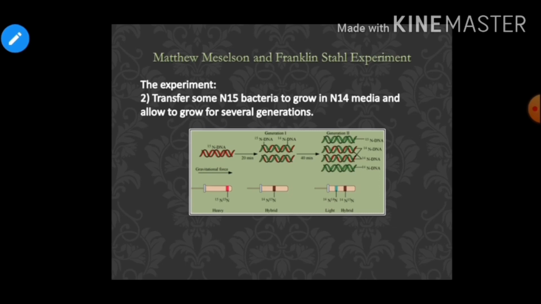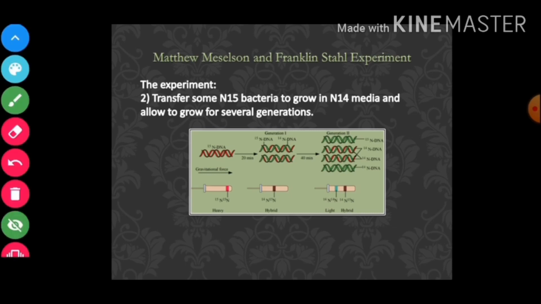What happened in generation 2? The sample was collected after 40 minutes. Here it was observed that equal amounts of DNA with two different densities were found. So here the density was not intermediate. Half of the sample was with red color and half of the sample with green color, right? So this is the structure. This is the result we found, right?